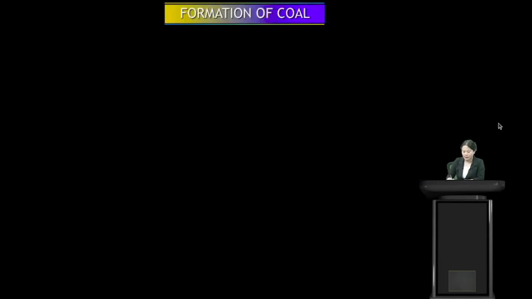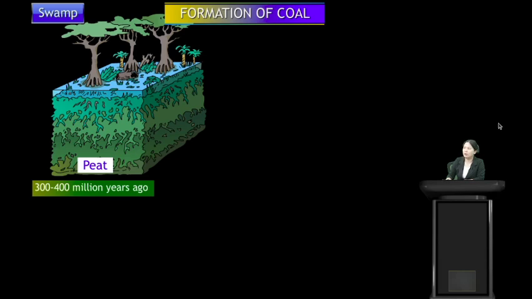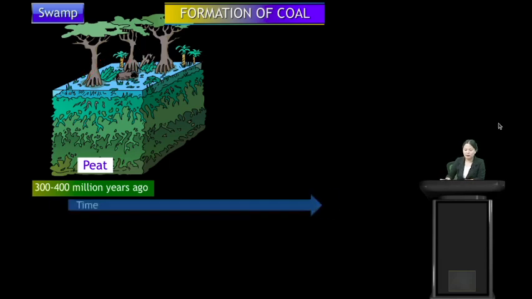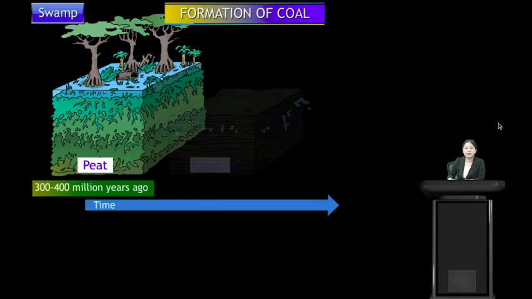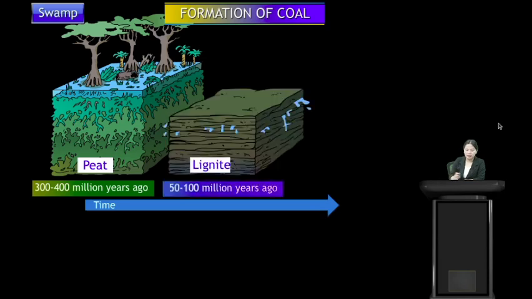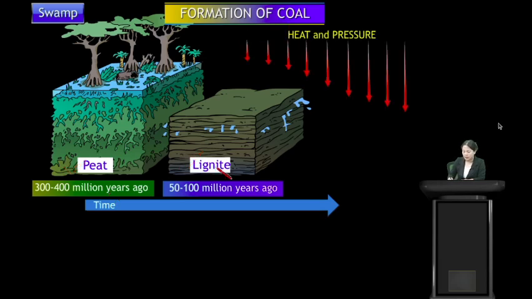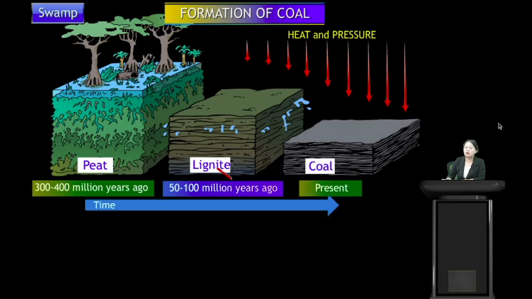Formation of coal. So let us see. We know that coal and petroleum are carbon compounds. So how were coal and petroleum formed? Millions of years ago, plants and trees got buried under the soil due to natural disasters like earthquakes and volcanic eruptions. As more and more soil covered them, they were pressed harder and harder. First peat was formed, then lignite was formed. And this lignite, under high pressure and temperature, decomposes or decays to coal. And that is how we have coal now.